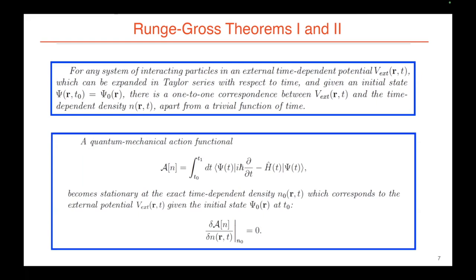Again, now we have non-interacting particles, but the system is time dependent. The density of this fictitious system, n0, corresponds to the density of the true system, which is interacting and also evolving in time. So we get this true density by extremizing this action functional, instead of minimizing the total energy like in DFT. So those are the two theorems.